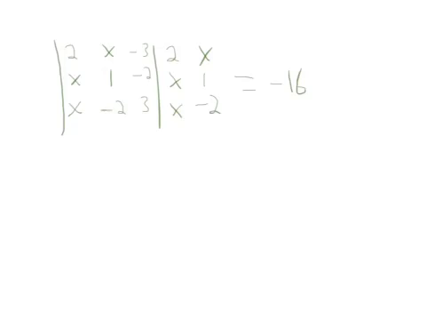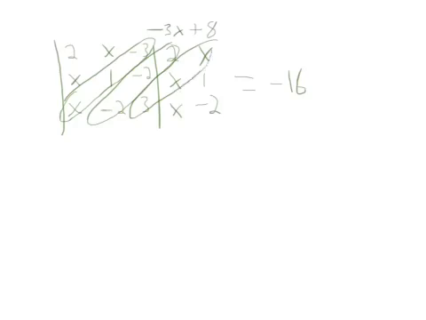So I'm going to multiply across this way, so x times 1 times negative 3 is going to give me a negative 3x. And then I'll multiply across here. I get negative 2 times negative 2 times 2 gives me an 8, so it's going to be plus 8. And then x times x times 3 will give me a 3x squared. So I'm going to add those together, and then multiply across this way.